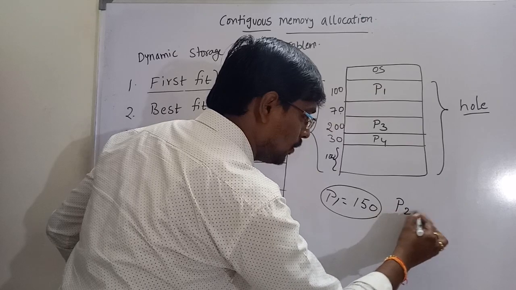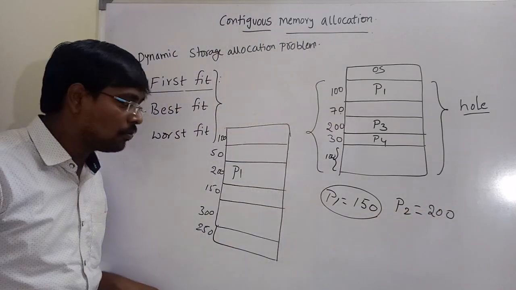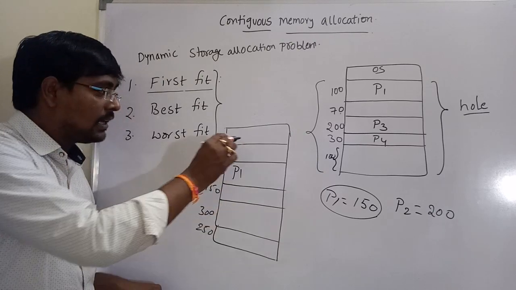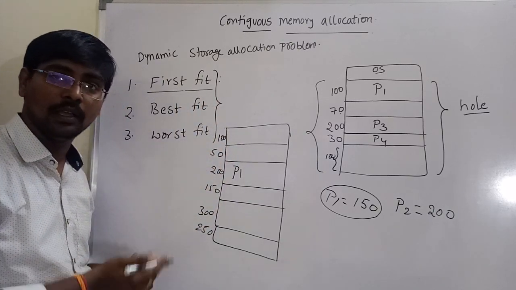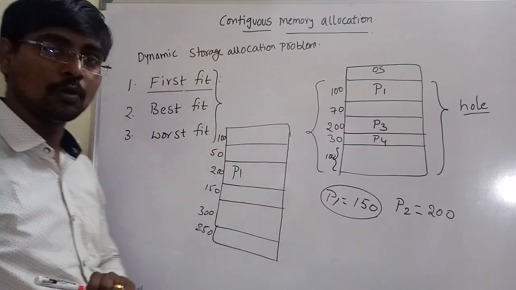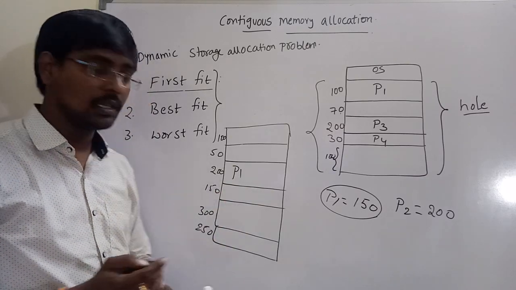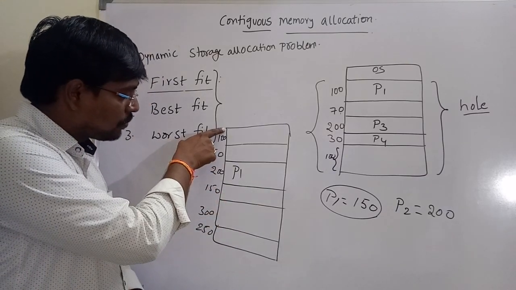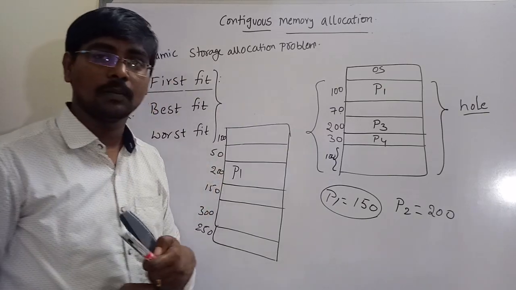Assume P2, suppose the size of P2 is 200. Again we search from the starting position, or we have one more way. Always we search for the required memory from the starting position, or search from the previously stopped position. That is, we search from this position or from this position. Suppose I am searching from the starting position.